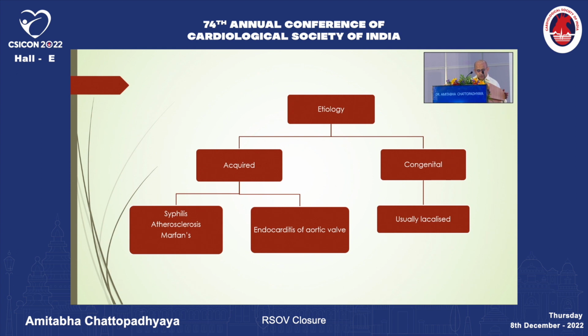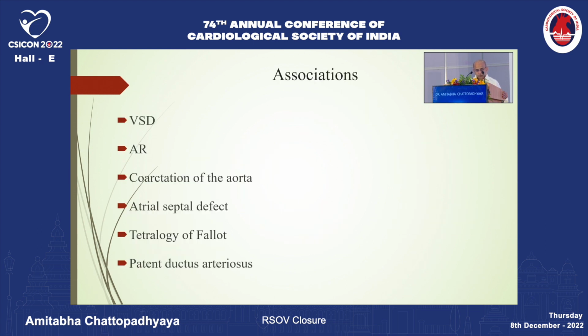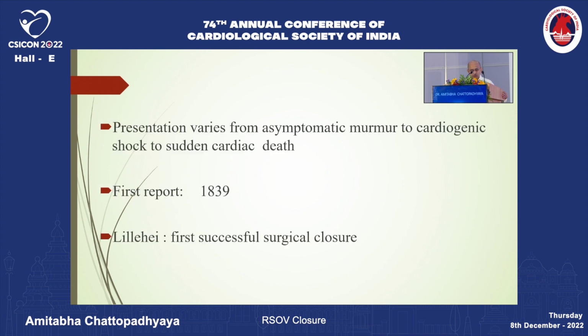The etiology may be acquired or congenital. In the acquired type, it has lately been described with atherosclerosis or Marfan syndrome, and in olden days it might have been syphilis. Endocarditis of the aortic valve is one of the main causes, and congenital is usually localized. Associations: VSD is a very common association, along with aortic regurgitation, coarctation of the aorta, atrial septal defect, tetralogy of Fallot, or even PDA.